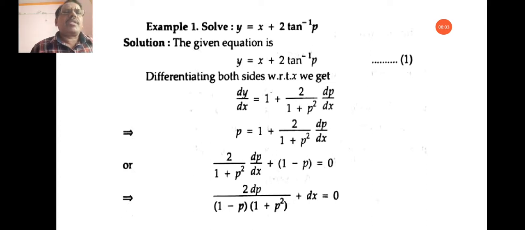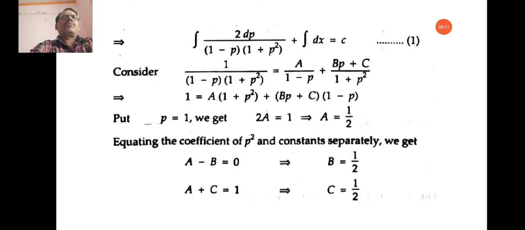Can you tell me which type of equation this is? This is a variable separable differential equation. You observe that p terms are on one side and x terms are on another side. That is, variables are separated. So integration of 2 into dp divided by 1 minus p into 1 plus p square plus integration of dx equal to c.